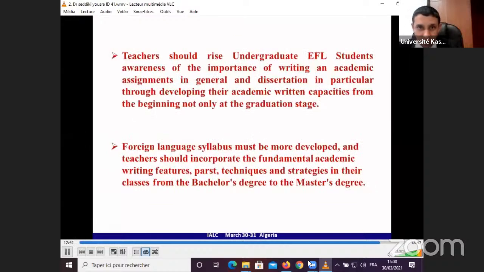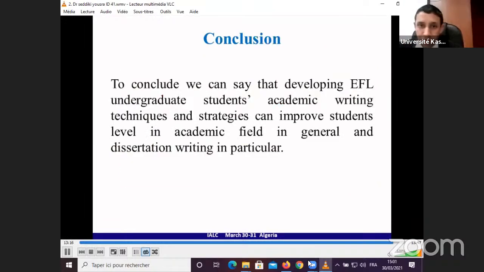Teachers should raise the undergraduate EFL students' awareness of the importance of writing and academic assignments in general and dissertation in particular through developing their academic writing capacities from the beginning, not only after the graduation stage. Foreign language syllabus must be more developed, and teachers should incorporate the fundamental academic writing features, parts, techniques, and strategies in their classes from the bachelor's degree to the master's degree. To conclude, we can say that developing EFL undergraduate students' academic writing techniques and strategies can improve students' level in the academic field in general and dissertation writing in particular.